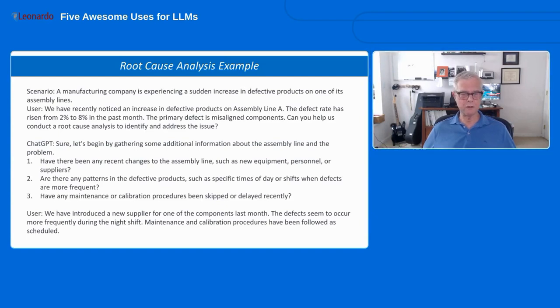So again, you can go back and research those questions and answer them. User: we've introduced a new supplier for one of the components. The defects seem to occur more frequently during the night shift. So you can go on, and ChatGPT will continue to prompt and probe for more information. It's like interfacing with a pretty knowledgeable lean specialist who knows enough to ask the right questions and then typically provide some really good recommendations.